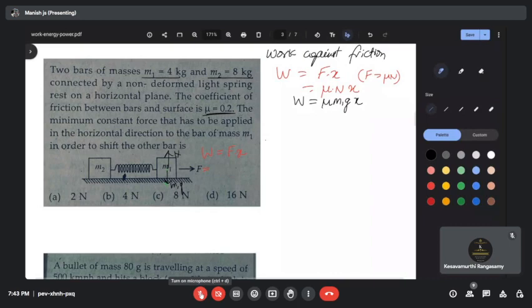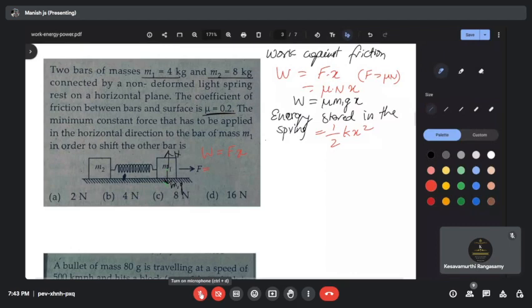So I'm writing that also. The energy stored in the spring we can write as half kx squared. So that's one more. And this spring is also connected to another bar, m2, so obviously that's also going to move. Everything is going to move with respect to the force applied.